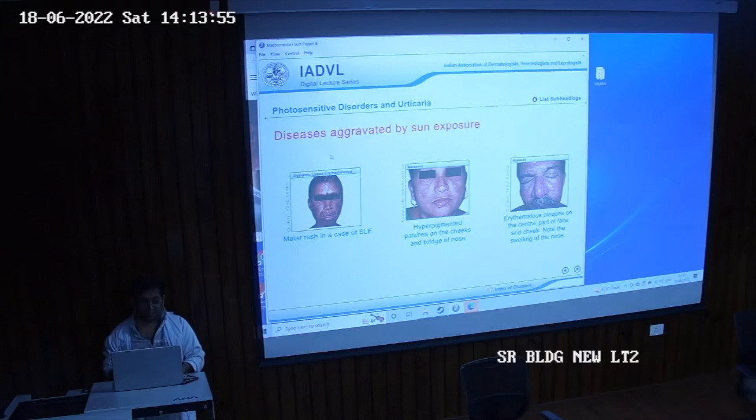Then diseases aggravated by sun exposure, systemic LE. This is a malar rash in the case of SLE. And melasma, hyperpigmented patches on the cheeks and bridge of nose. Then rosacea is seen by erythematous plaques on the central part of face and cheek. Note the swelling of the nose.